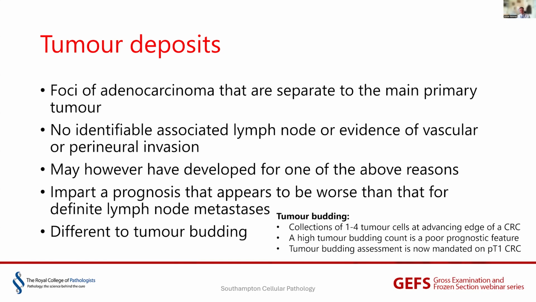And the importance is they seem to impart a prognosis that's worse than for a corresponding lymph node metastasis. So they're important to identify. You'll probably find them during your macroscopic assessment and dissection, and think that they're lymph nodes. It may only be later when you examine them under the microscope you find they're tumour deposits, but they're still very important to record. And it's different to tumour budding, of course.